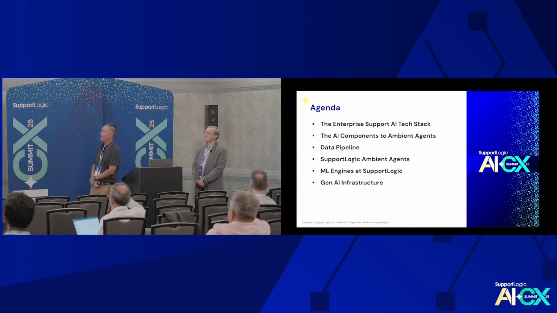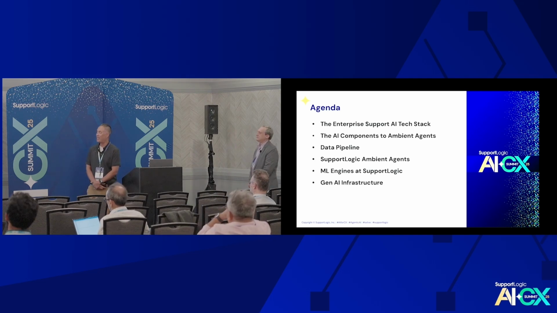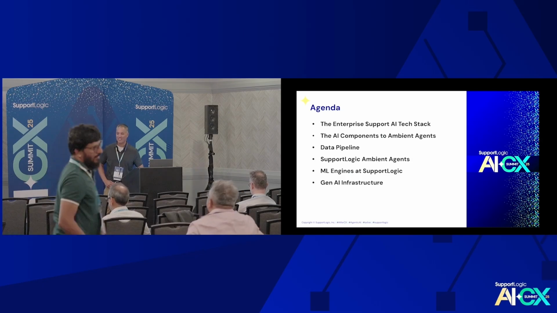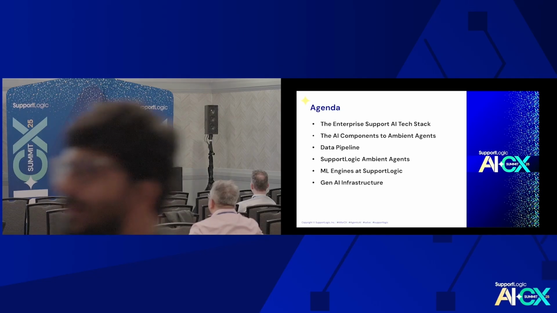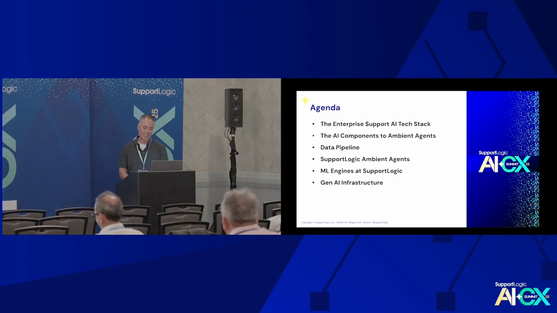We're going to talk a little bit about the enterprise support stack, what it means to SupportLogic, what an ambient agent is. We're just going to review the data pipeline, just to go over how we are looking at your data and bringing it into our system. And then we'll talk a little bit about those ambient agents. We're not going to go into complete detail because there's a lot of them, but we'll hit the main ones, the ones that are most useful for today's sessions and the ones that we didn't really cover in the other sessions from today. And then at the very end, Michael is going to talk a little bit about the Gen AI infrastructure to go over some of the generative AI capabilities that we have.